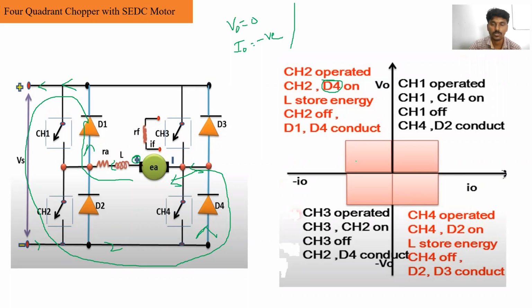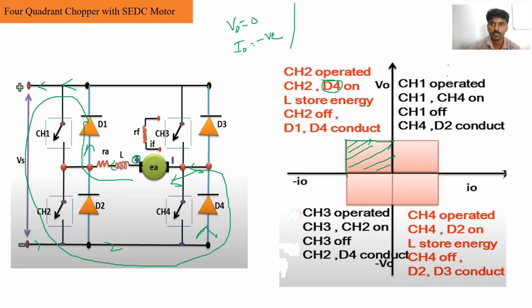So in which quadrant will it be operated? Second or first? Voltage positive and current negative. Which one is it? Second quadrant. Voltage positive, current negative, so it will operate in the second quadrant.